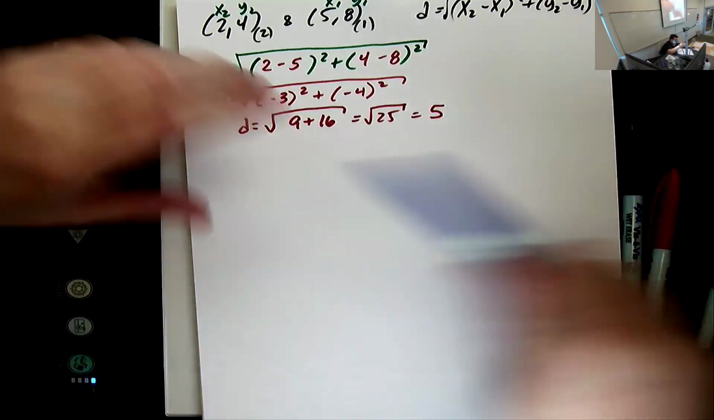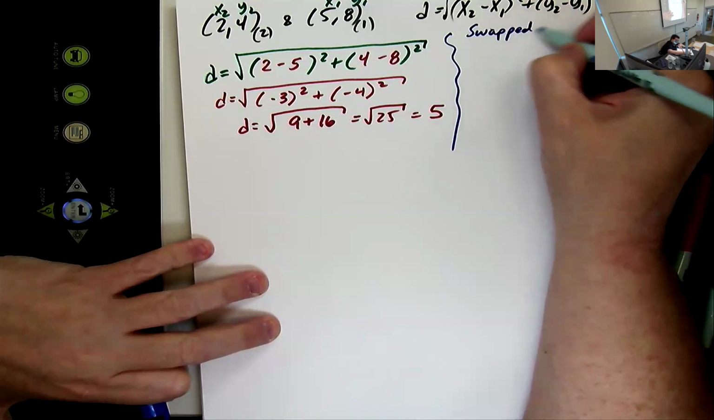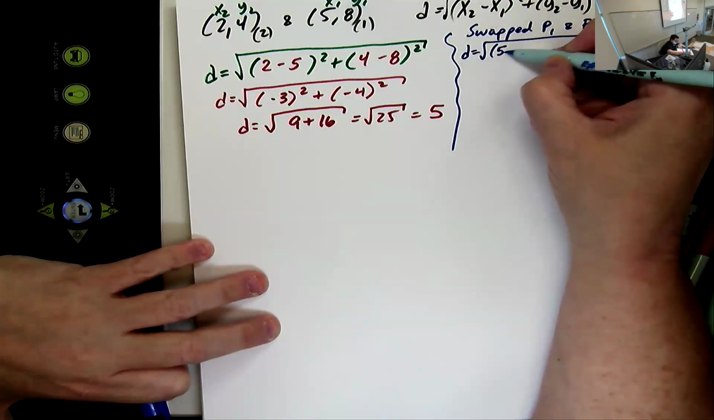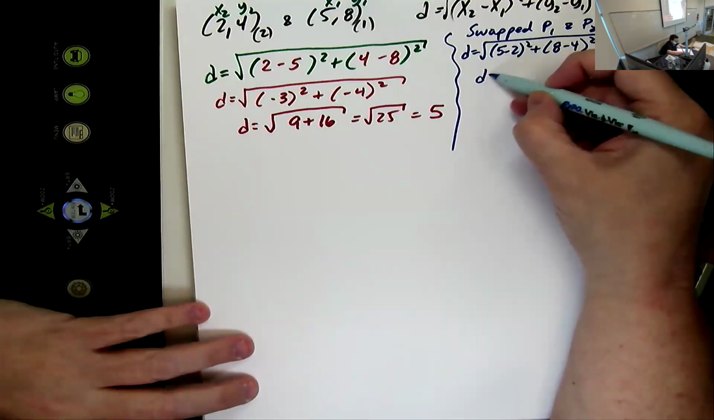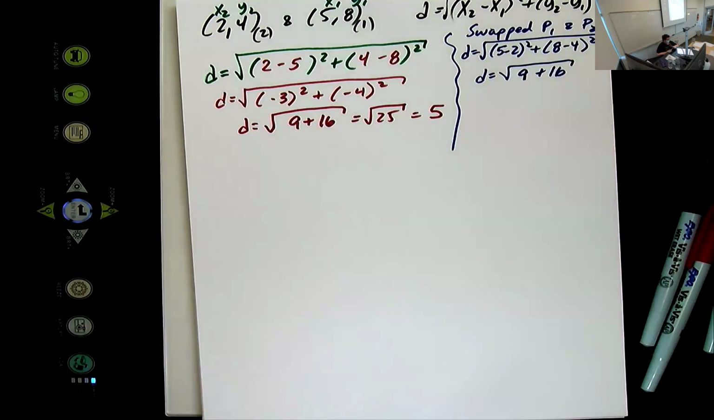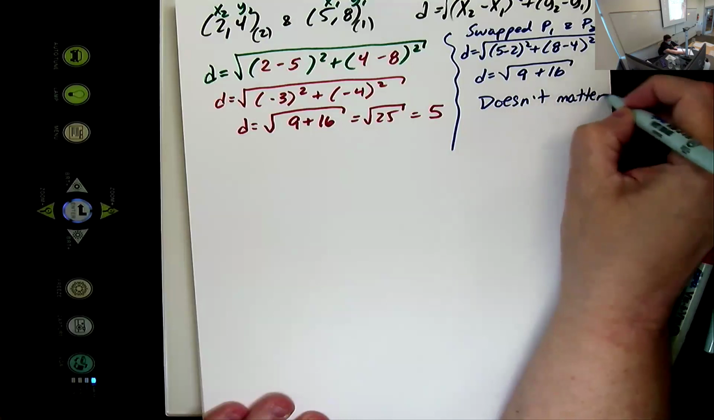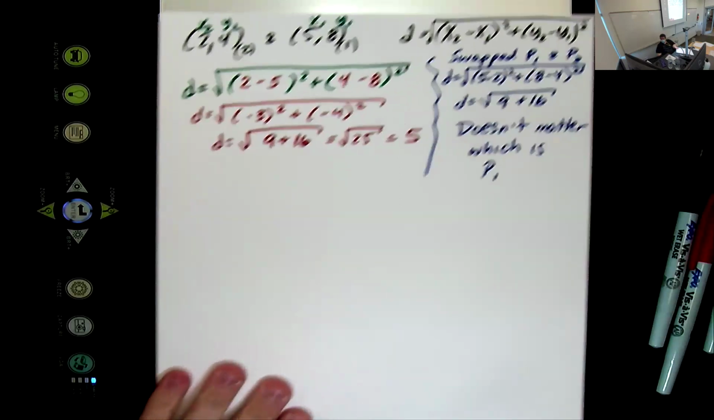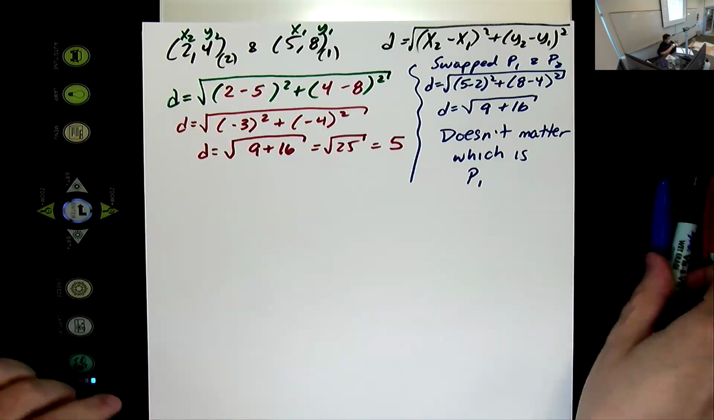I'm just going to doodle over here on the other side. What if we swapped 1 and 2, just the labels? It changes the order of what's inside: 5 minus 2 squared and 8 minus 4 squared. But you'll see in both cases you end up with 9 plus 16. So it doesn't matter which point you label. If you want, you can always sketch it real quick and ask, does this make sense?